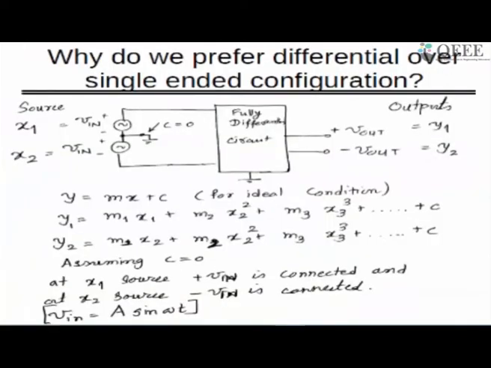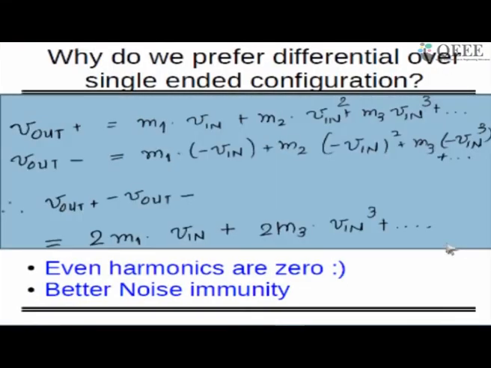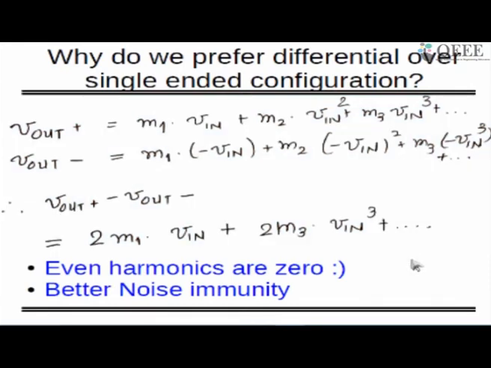If you look at my analysis, you can see that even harmonics are 0, and when I say it has better noise immunity, it means the common mode noise is removed, so there is no noise coming from the DC side. So these two are the main properties of a differential amplifier, because of which we don't hesitate to even increase the area. So this is one thing.